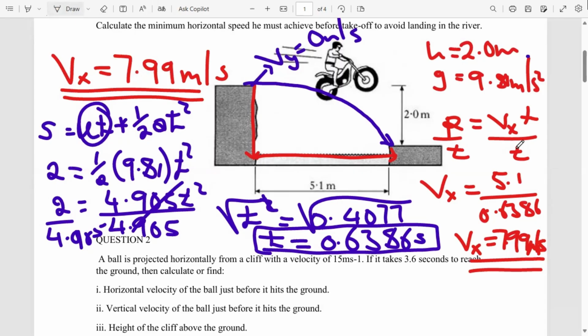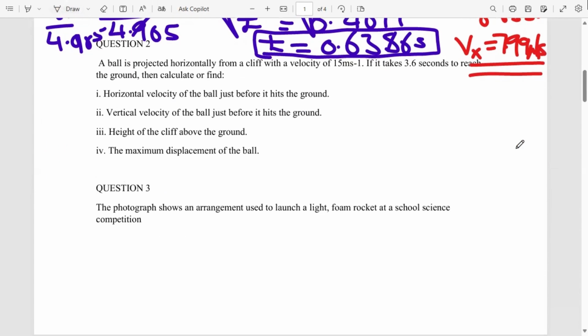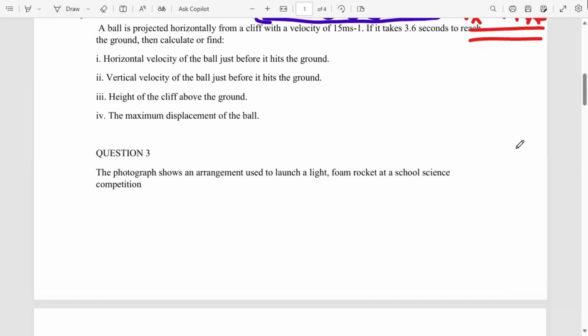Let's move on to question two. Question two reads, a ball is projected horizontally from a cliff with a velocity of 15 meters per second. If it takes 3.6 seconds to reach the ground, then find one, the horizontal velocity of the ball just before it hits the ground, two, the vertical velocity of the ball just before it hits the ground, three, the height of the cliff above the ground, and four, the maximum displacement of the ball.